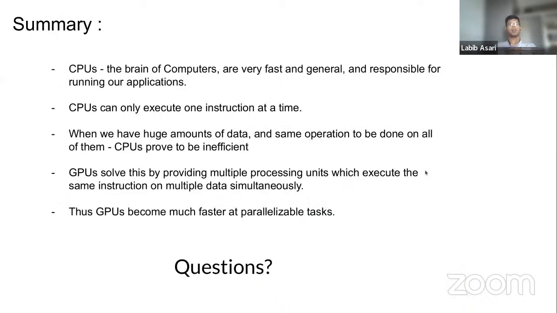And so a summary of everything is, CPUs are the brain of the computer. They are responsible for doing everything that we do on the computer. However, CPUs have a limitation that they can only execute one instruction at a time. So when we have huge amounts of data and we have to execute the same operation on all of them, they will execute it one by one on each data point. So they become very inefficient.